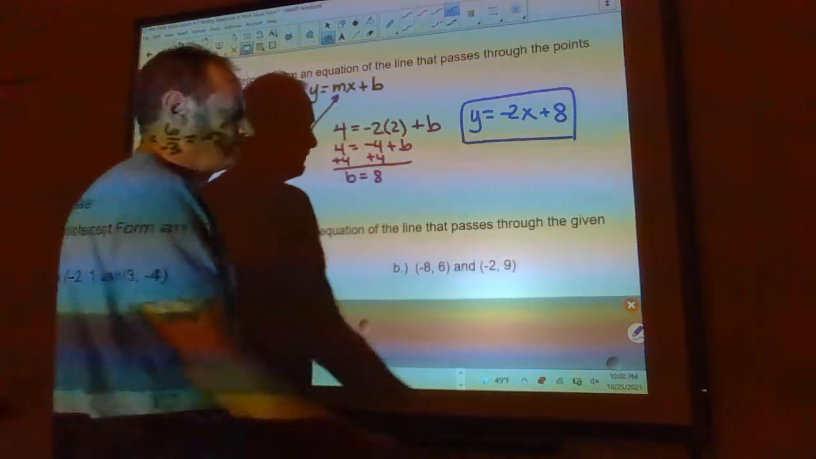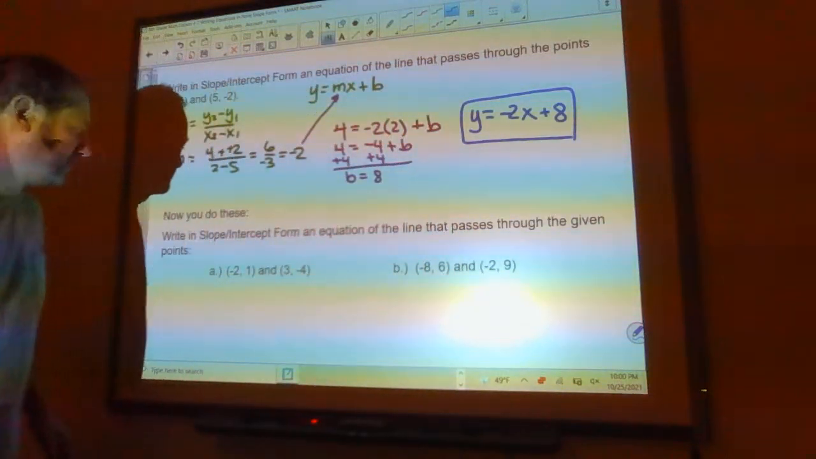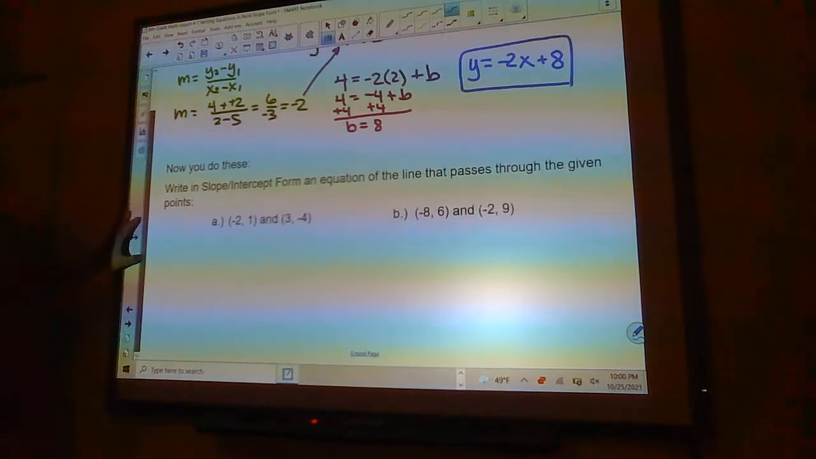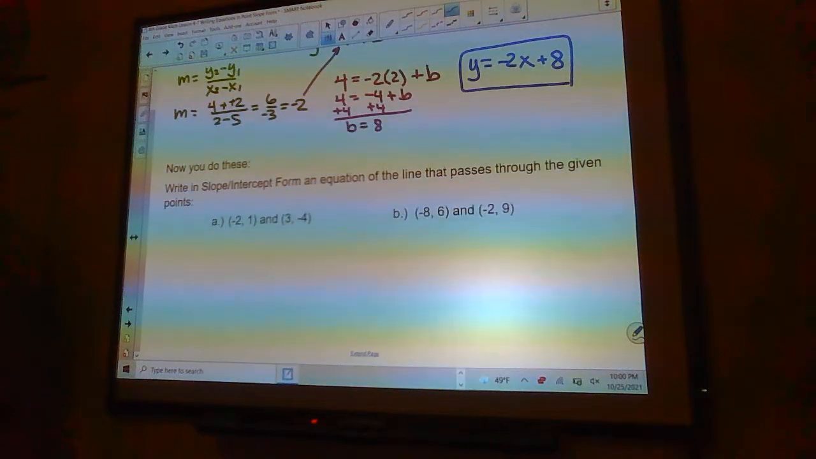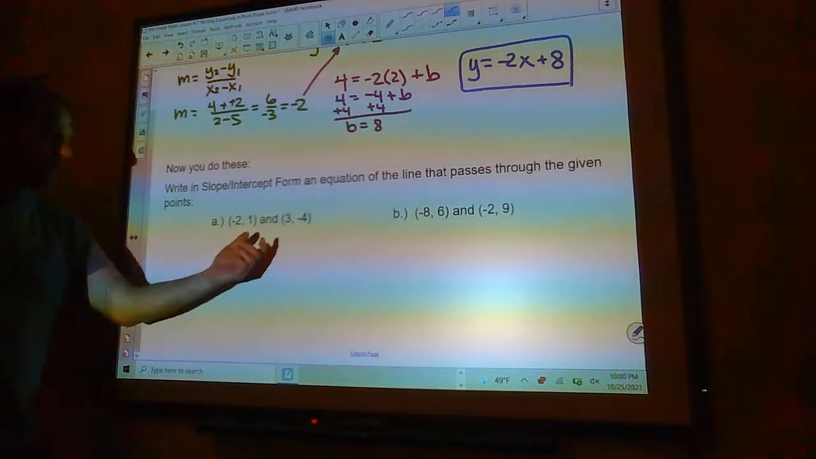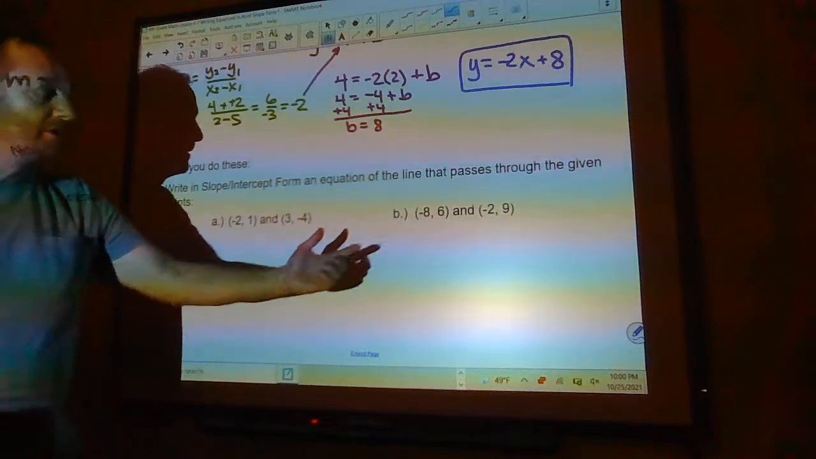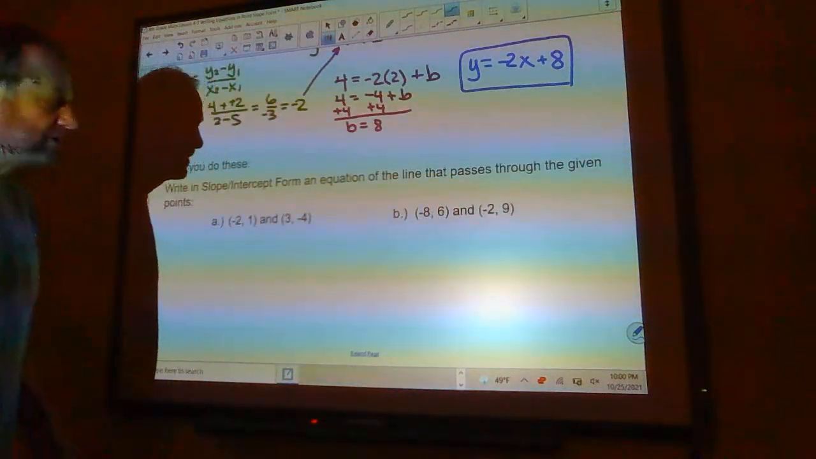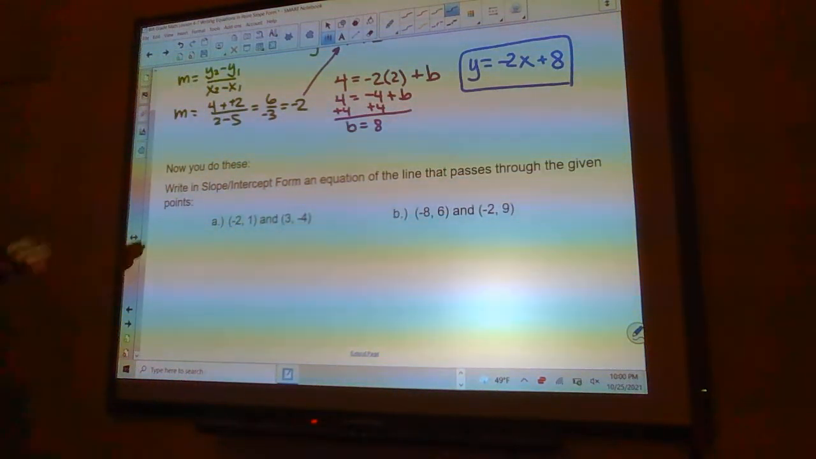You do these two. Same thing I just did above, write in slope-intercept form an equation of the line that passes through the 2 given points, -2, 1, and 3, -4 for this one, -8, 6, and -2, 9 for that one. So pause the video, do these two, and then jump back on and see how you did.